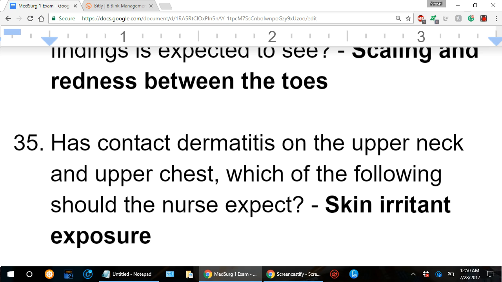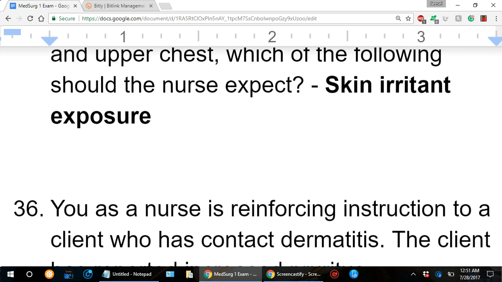A patient has contact dermatitis on the upper neck and upper chest. Which of the following should the nurse expect? Skin irritant exposure.